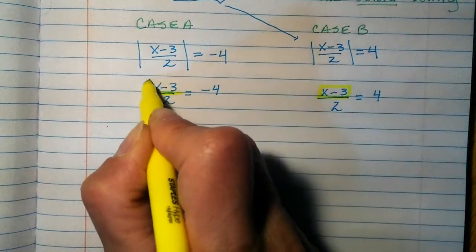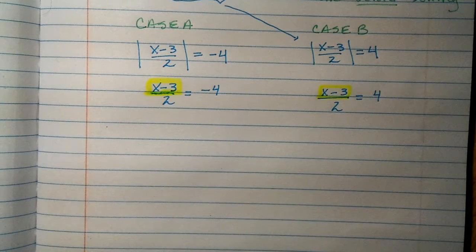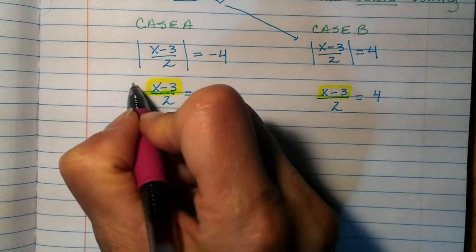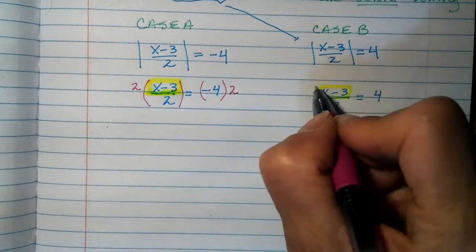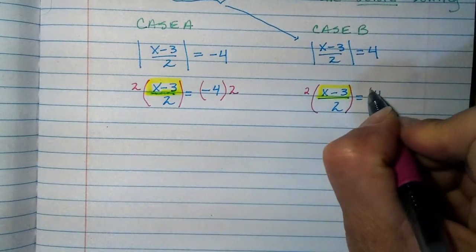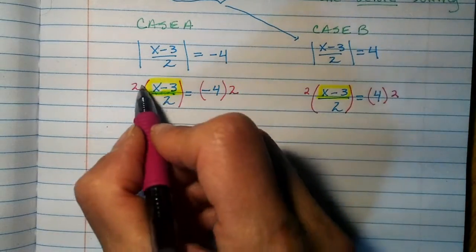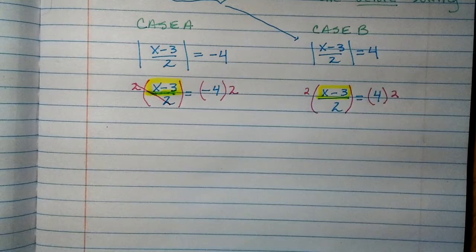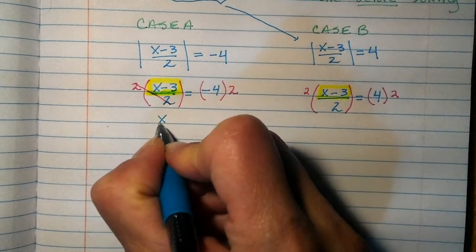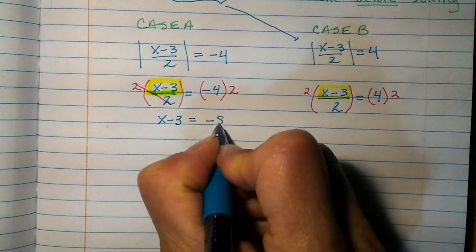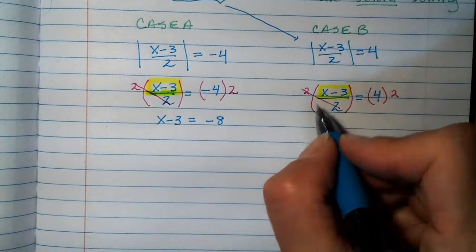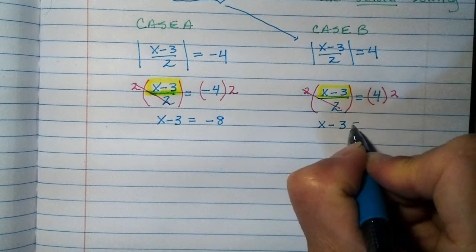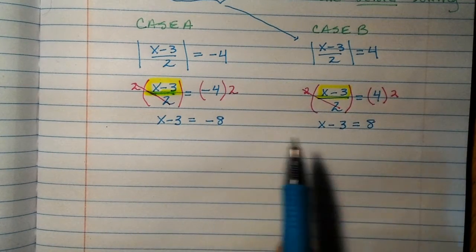So let's just put that in there. That's being grouped. What is happening to that grouping? I have a division. It's being divided by 2, which means I'm going to multiply both sides by 2. I can do that on this one as well. So 2 divided by 2 is 1, and now I'm left with x minus 3 equals negative 8 on this side. Over here, 2 divided by 2 is 1, so I'm left with x minus 3 equals 8. I'm going to get two separate answers.